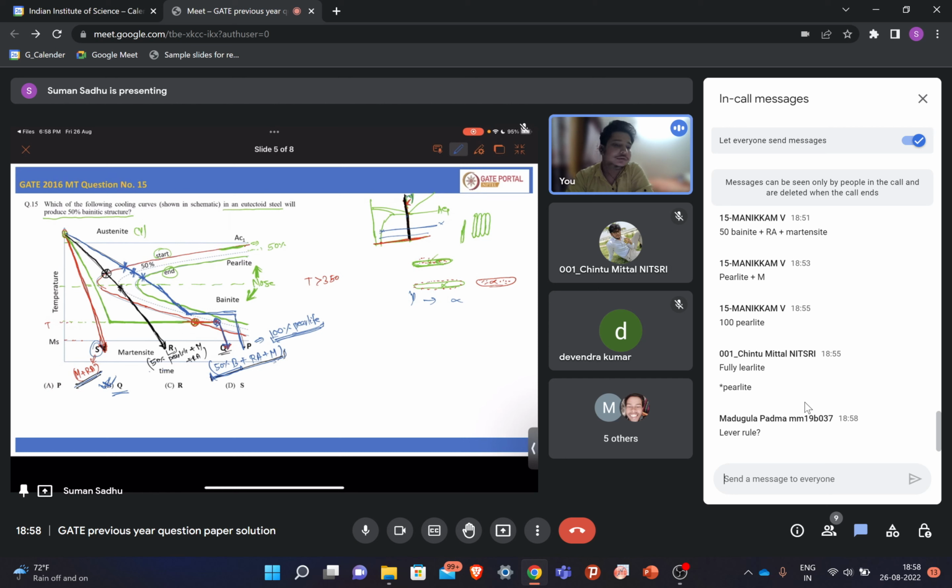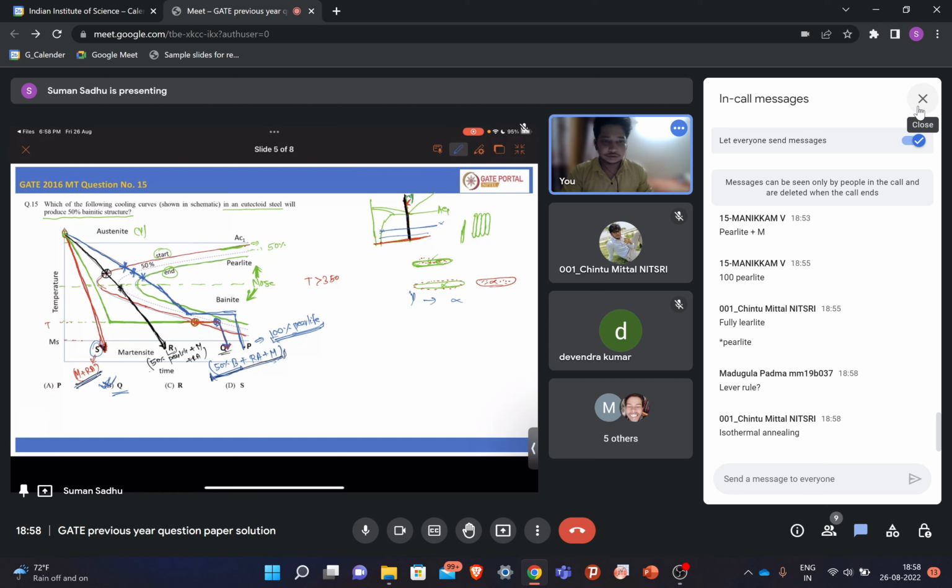From the lever rule? No, not exactly, because in the lever rule you will get the fraction of the phases that are present for a certain temperature. There is no relationship with the time, but in the TTT curve there is a relationship with time. Isothermal annealing. If you do isothermal annealing, then yes, you will hold at temperature for a certain time and then you will quench, right?